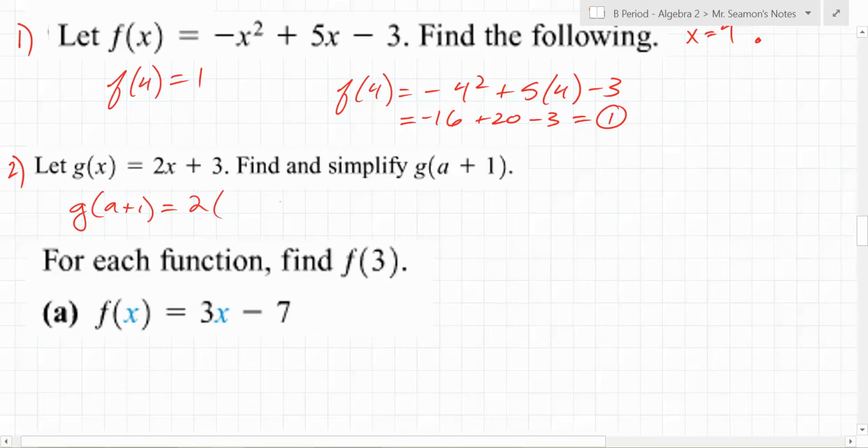So it's 2 times a plus 1, plus 3. So simplify, and you end up with 2a plus 2 plus 3. So that's what? 2a plus 5. All done. Can you plug in anything you want? Yes. Do the rules change?